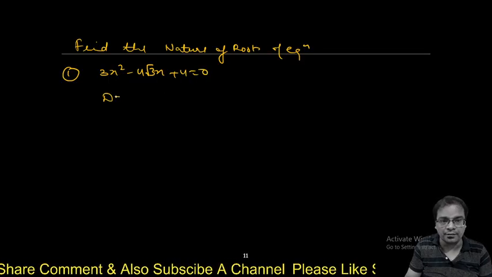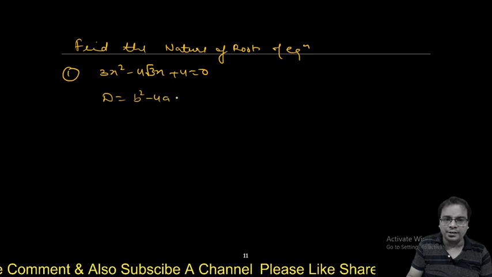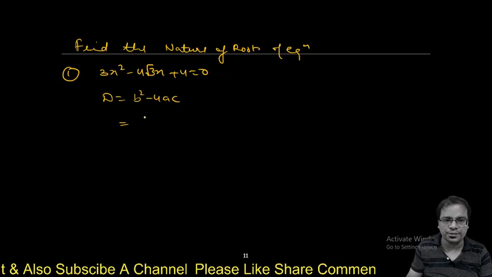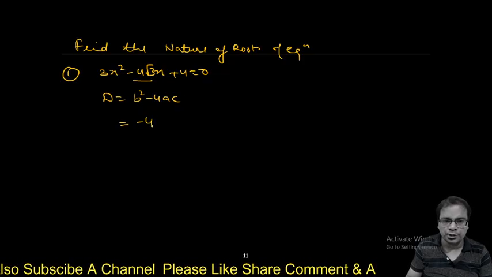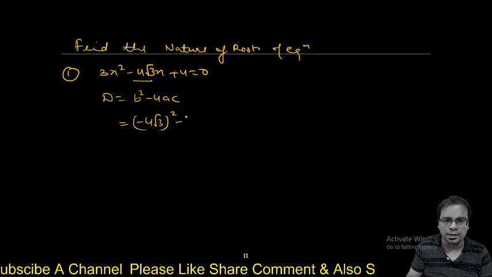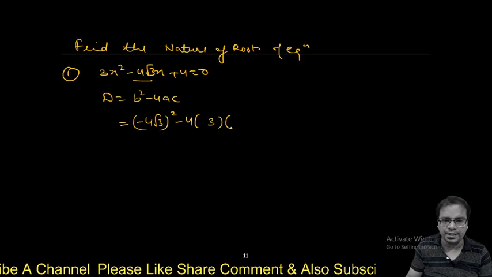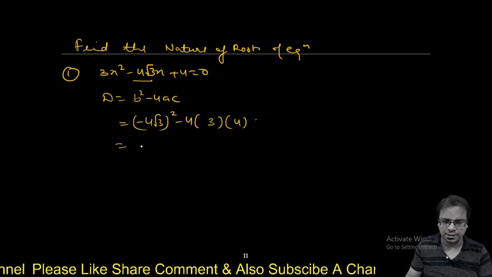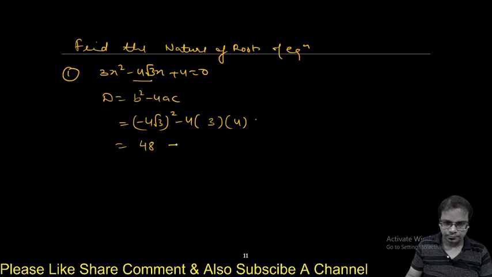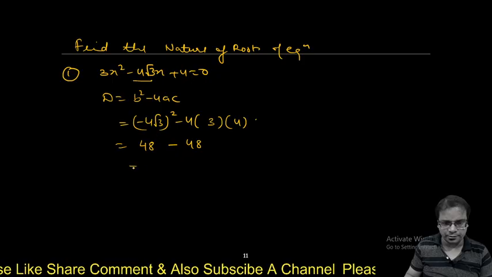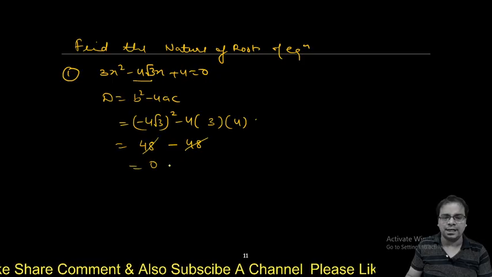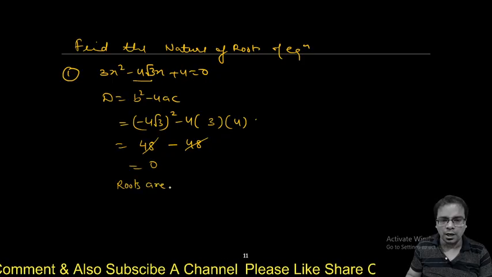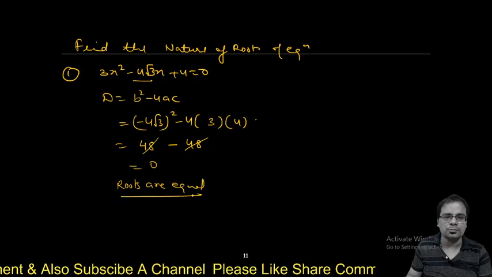That means we determine the value of d first and check if d is greater than 0, less than 0 or equal to 0. So b square minus 4ac we have to write. b is minus 4 root 3, so put it here: minus 4 root 3 whole square minus 4, the value of a is 3 and c is 4. That is 4 16s are 16, 16 3s are 48, again 48. What is the value of d? Both cancel, that is 0. So we say that roots are equal. Roots are equal. Understood my point?